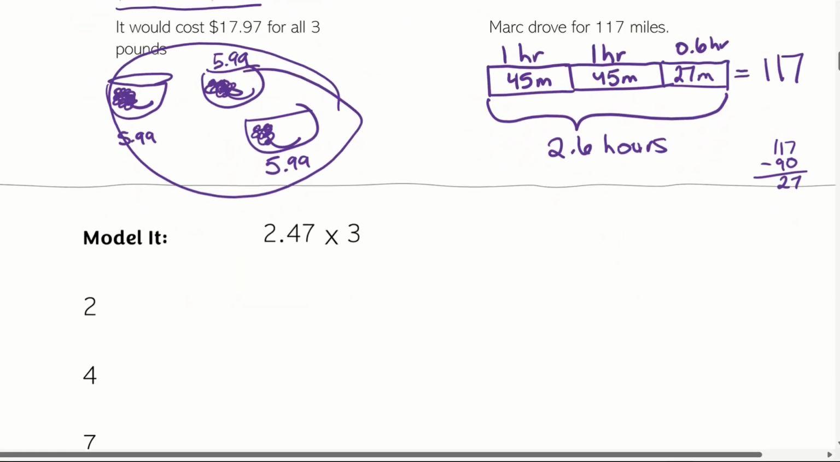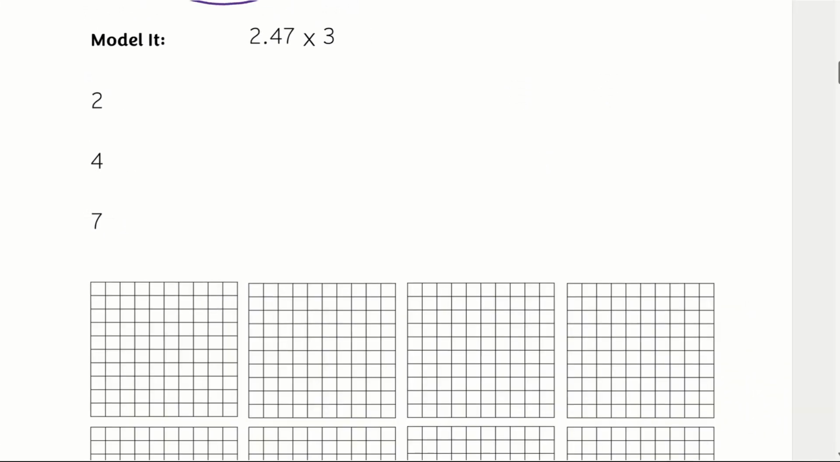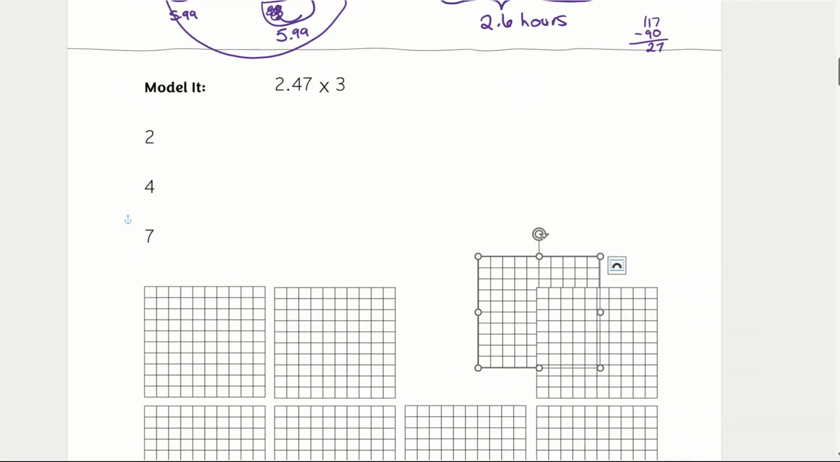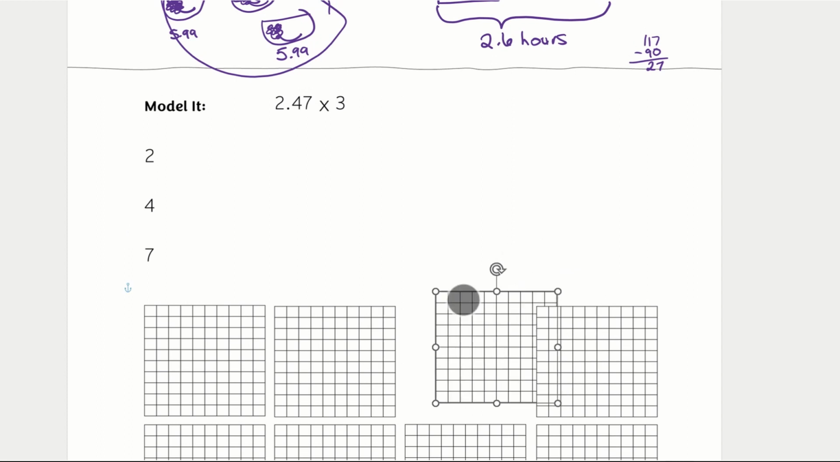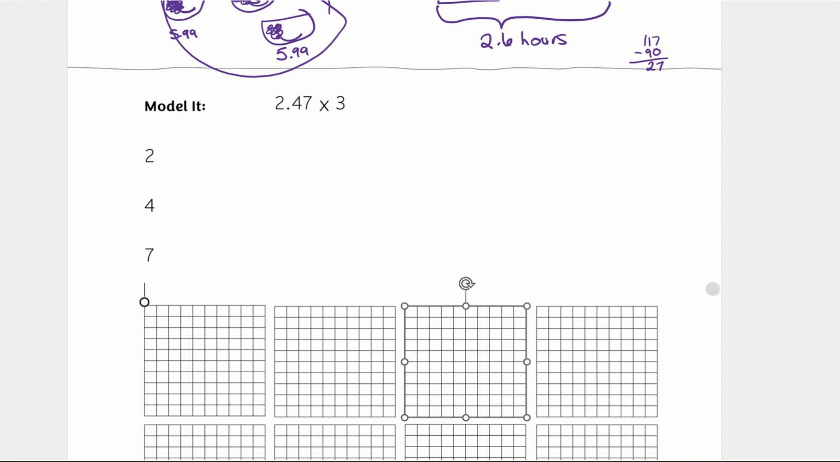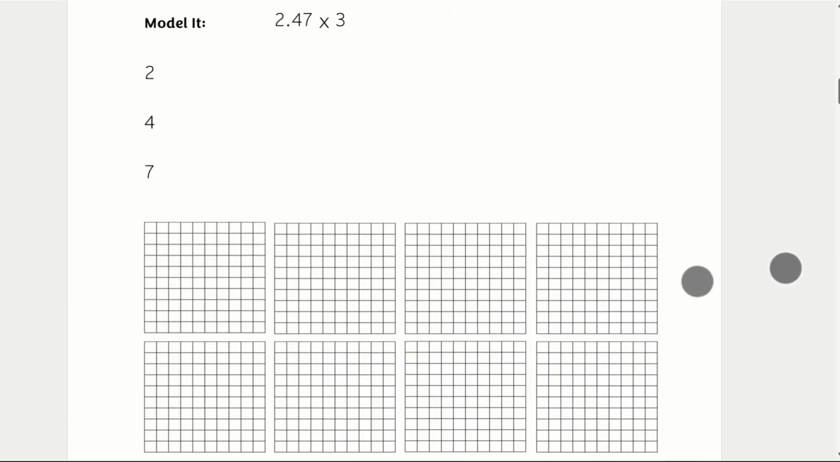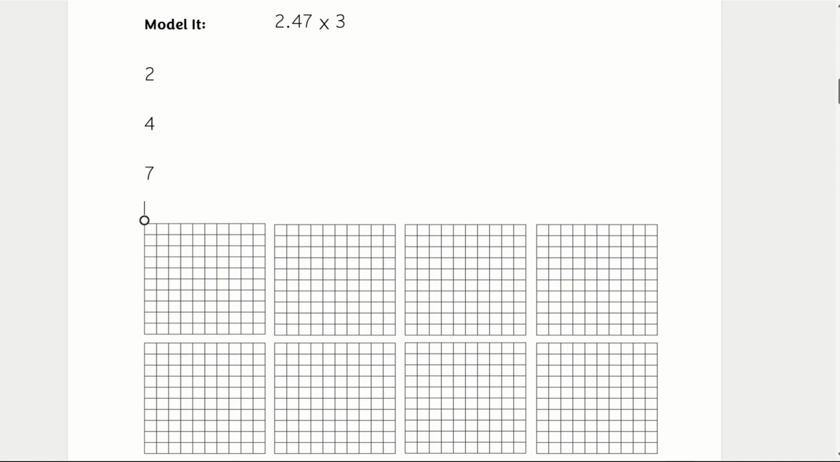So now let's talk about what's happening when we do this skill. I like to model it. So there's 2 different ways we're going to model it. One of the ways we're going to model it is with our decimal grids. We've used those in the past to help us draw out our decimal understandings. And then we're also going to really think about the numbers that we're working with and what they mean.